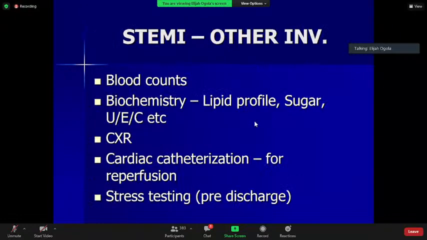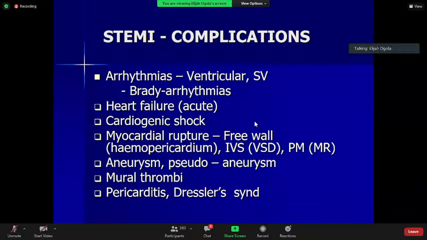So we now go back to that slide of complications. There are various complications that can occur: arrhythmias, all sorts of arrhythmias, including bradyarrhythmias, acute heart failure, cardiogenic shock. We can have rupture of the infarcted myocardium, which leads to several things. You can forget about those. You can have formation of aneurysms. You can have thrombi within the heart, and you can have pericarditis, either immediately or 2-3 weeks down the line, which is an autoimmune phenomenon that we call Dressler syndrome.